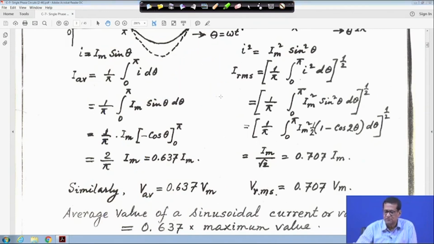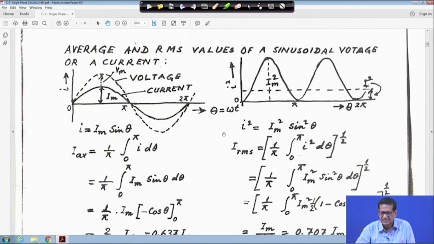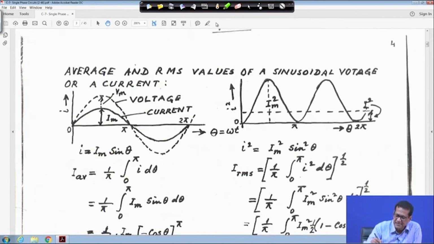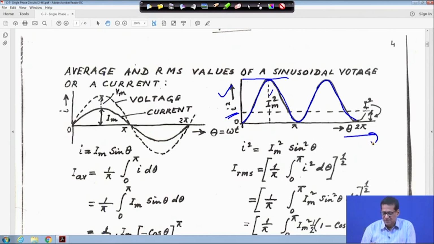Now, coming to the RMS value, here the I square plot is given. This is Im square and this is I square. Since I is equal to Im sin theta, I square will be Im square sin square theta. This is the I square plot, and this peak is Im square. The areas are symmetrical, this is pi, this is 2 pi, and this side is theta.